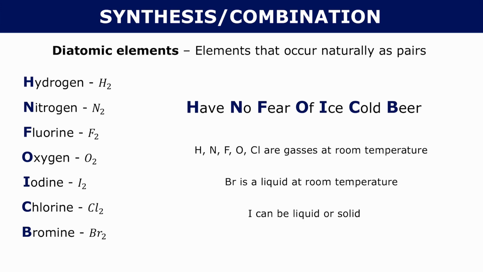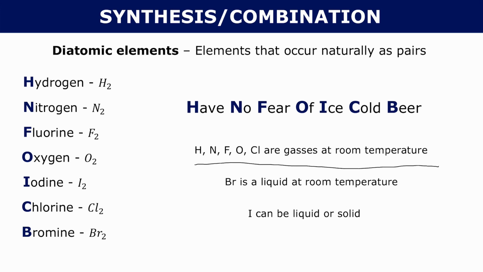Now, hydrogen, nitrogen, fluorine, oxygen, and chlorine are gases at room temperature. Bromine is a liquid at room temperature, and iodine can be a liquid or a solid, depending on certain conditions. But this is by far the most important bit of that. The fact that the hydrogen, nitrogen, fluorine, oxygen, chlorine are gases at room temperature. That information will become a bit more useful when we start talking about gas evolution reactions, but just have that in the back of your mind for now.